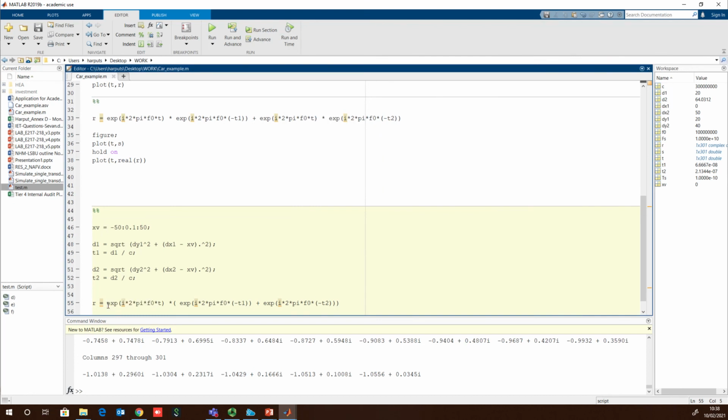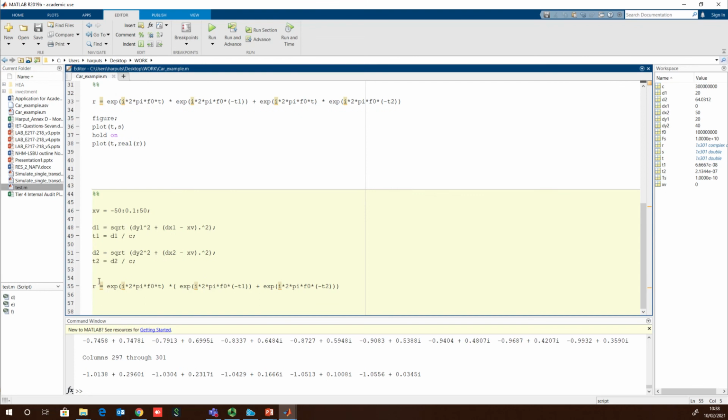So I'm going to quickly show you something. If I had this signal, and if I was plotting the real part of this signal, let's call this the strength of the signal, R strength. What I can do is look at the maximum point in this signal.